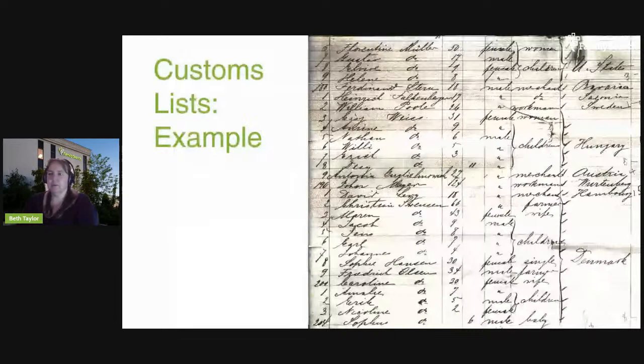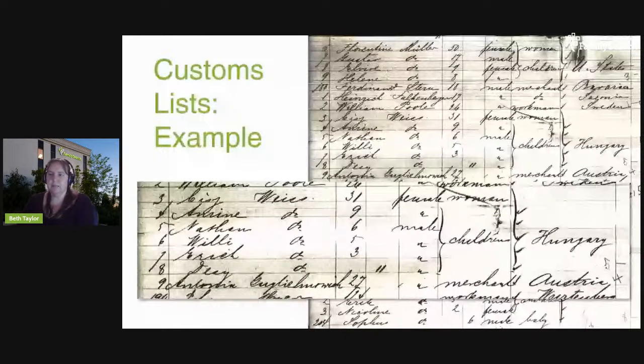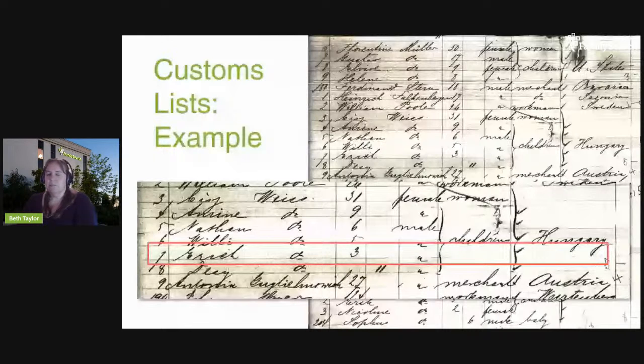This is an example of a customs list. You'll notice not a lot of detail. Let's focus in on a family. This is the Weiss family. We just get the names, the ages of the family members. Of course, they are coming as a group, which is very helpful. And I did want to point out they have a 3-year-old in the household named Eric. Eric Weiss, and they came from Hungary. I don't know how many of you are familiar with Eric's other name or his stage name, but he's also known as Harry Houdini. So this is Harry Houdini's passenger list as he entered the United States.